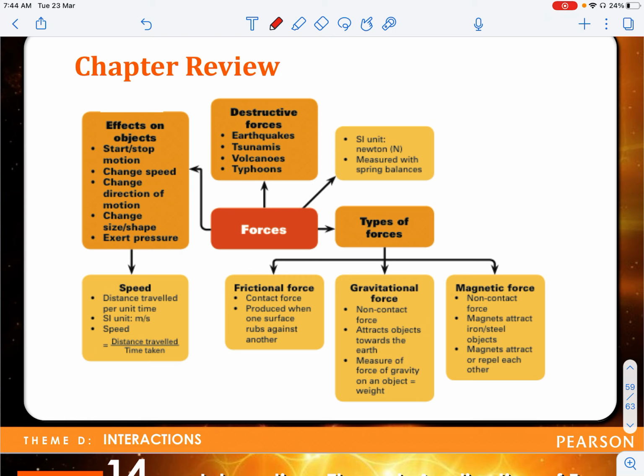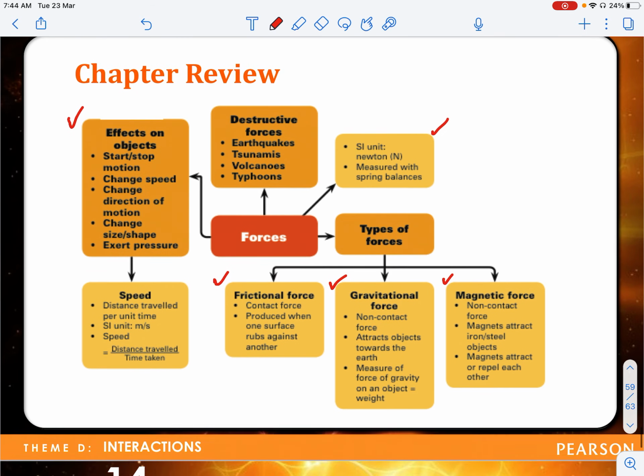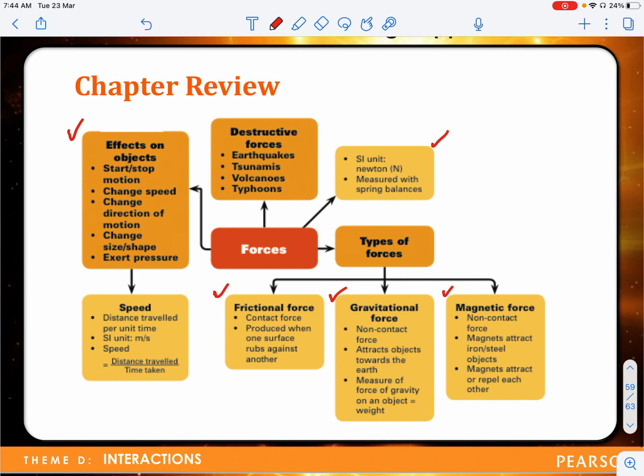We have learned what a force is, how to go about measuring it, what the effects of the force are, and that there are different types of forces. There are two main types, contact and non-contact force. Some examples of contact force are friction. Your non-contact force can be your magnetic force, gravitational force, or even electricity. What are some of the things that can be calculated based on the effects of the force? Your speed, and there's also frictional force.